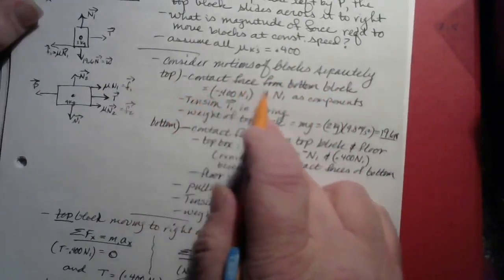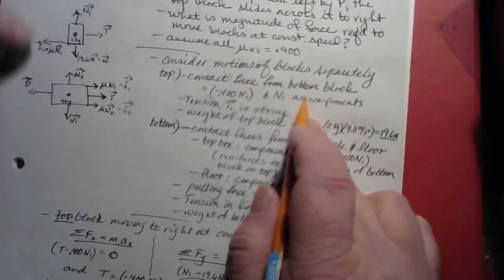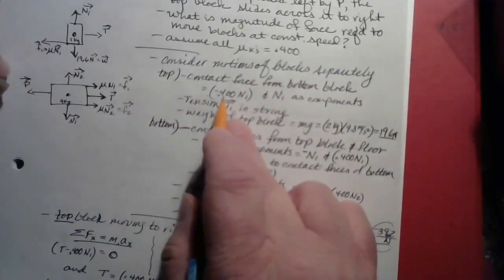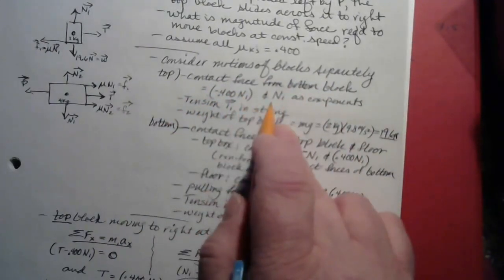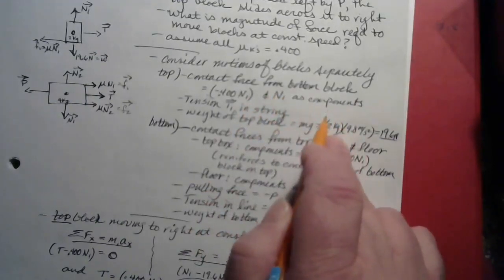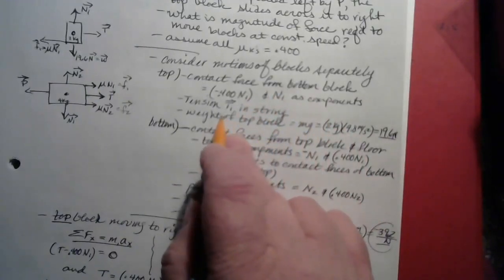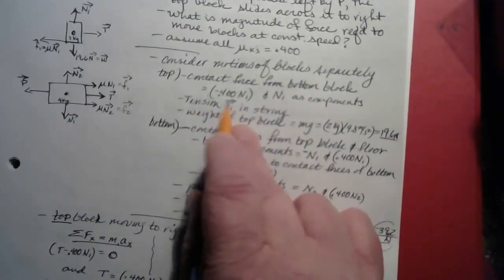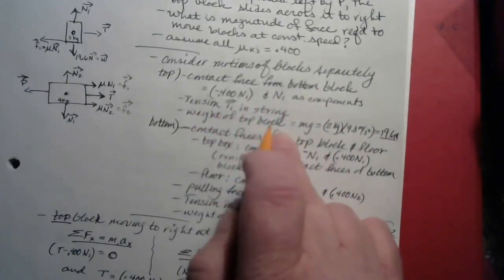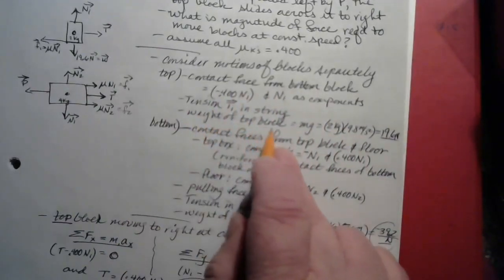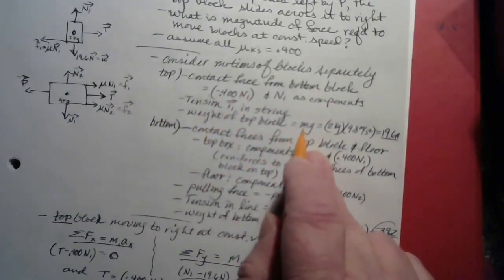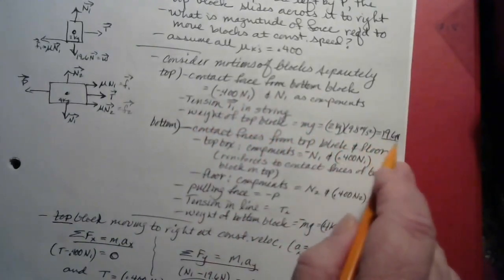On the top box, we've got the contact force from the bottom block. That's 0.4 times the normal force of box 1, and N1, that is the normal force of box 1. Those are the components. We have the tension in the string, which we'll call the tension for box 1, even though the tension should be the same throughout the entire string. And we also have the weight of the top block, which is mg, or in other words, 19.6 newtons.